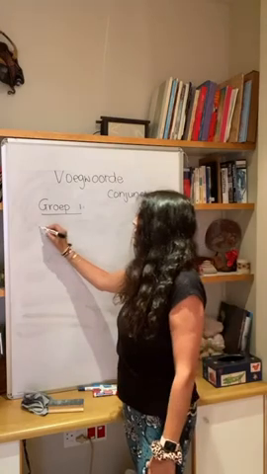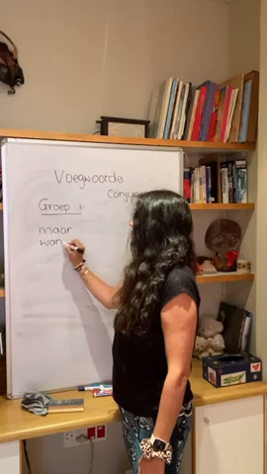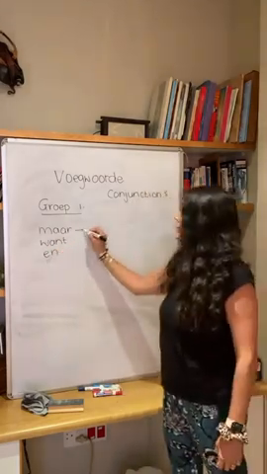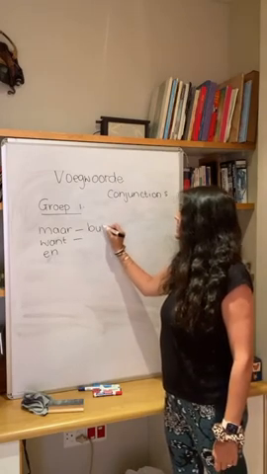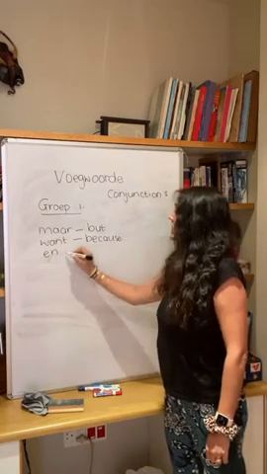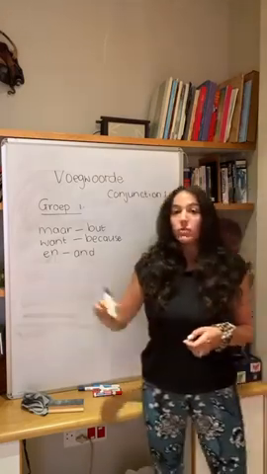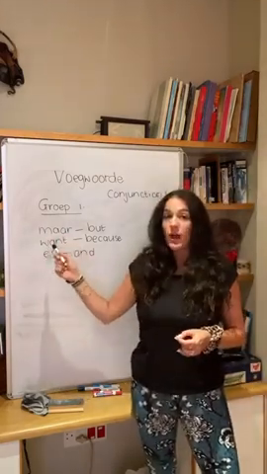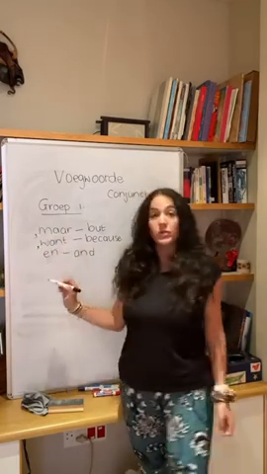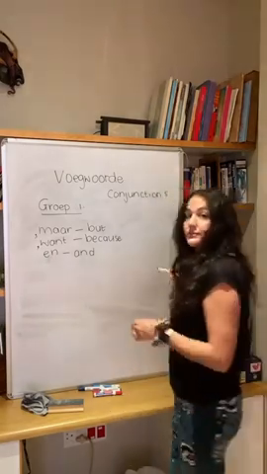Okay, so the words are maar, want, and en. Okay, so maar means but, want means because, and en means and. Okay. When you join your sentences using maar and want, you have to put a comma before, not with en. Okay. So let's look at a sentence and practice together.